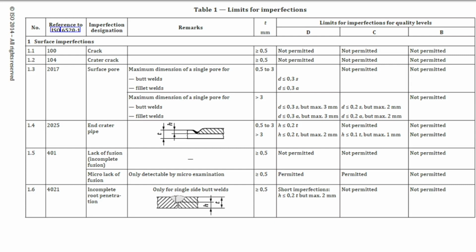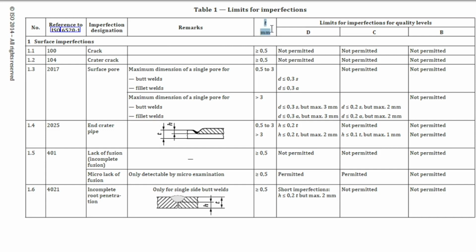So let's start today's lecture. First of all, we discuss surface imperfection. What is a surface imperfection? A surface imperfection is whatever we can see on the surface visually. So 1.1, 100, crack. If we find some crack in a welding joint, what is the acceptable criterion?